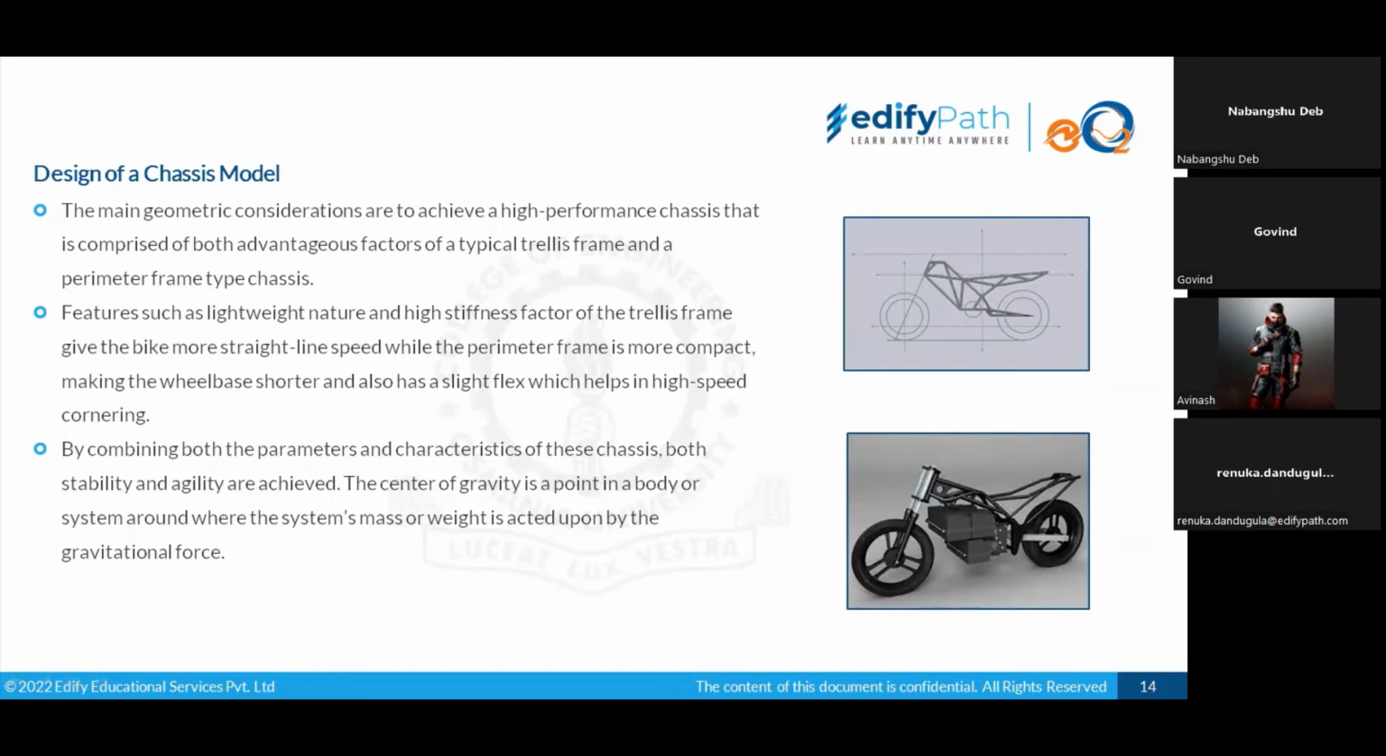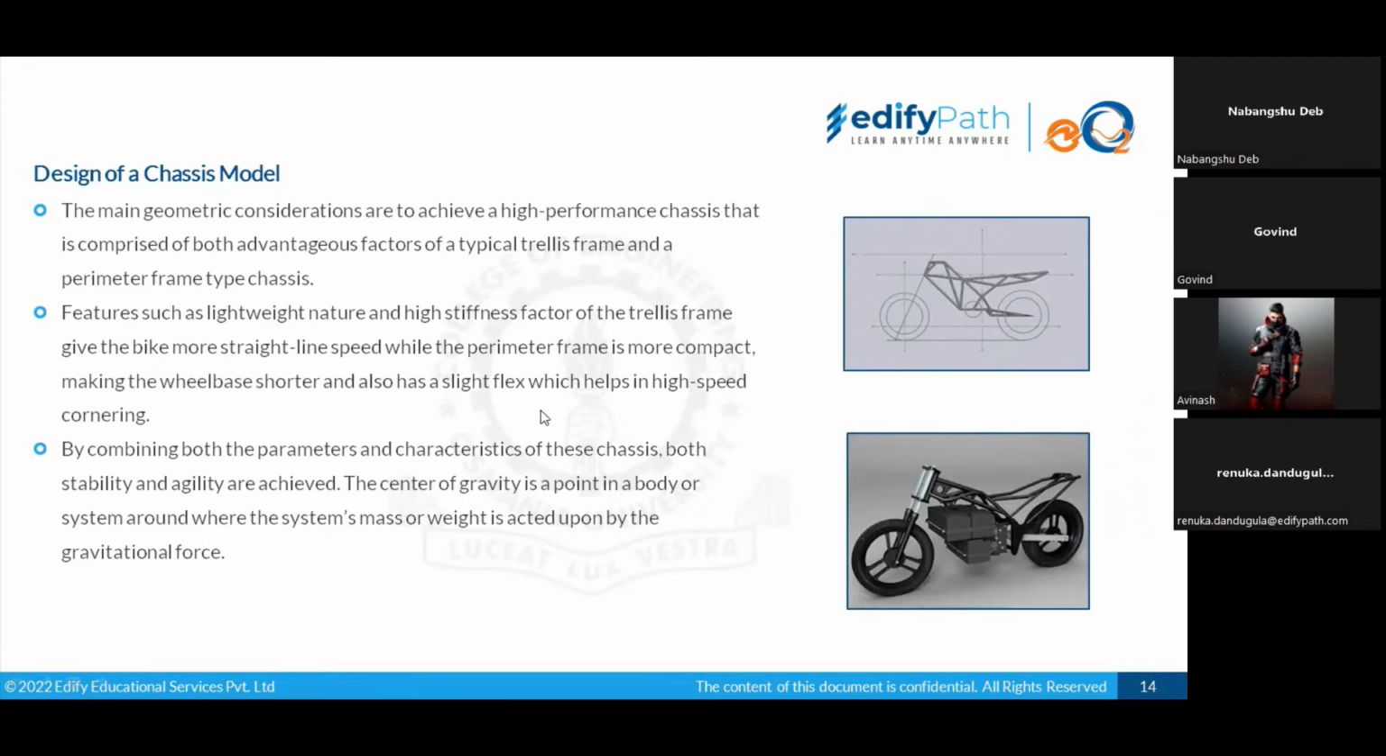We would be using the composite carbon that we spoke about, with a high stiffness factor. Even if you are putting more weight on the chassis, it won't bend, because the bending moment of the material used for the chassis is high. Those chassis are called trellis frames, and they give the bike more straight line speed. The straight line speed would be higher in the case of a trellis frame.